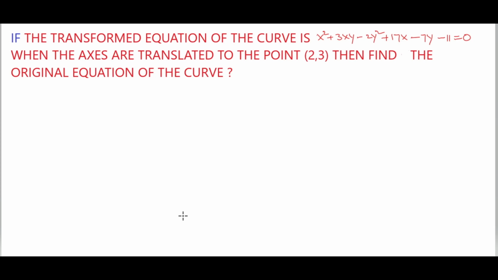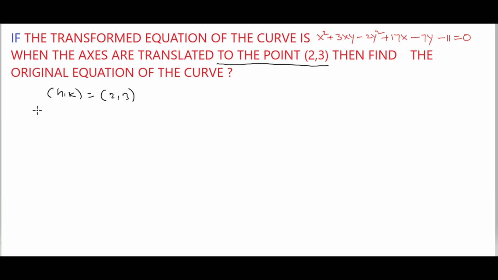Students, the first problem in this chapter. If the transformed equation of the curve is x square plus 3xy minus 2y square plus 17x minus 7y minus 11 is equal to 0, when the axes are translated to the point 2, 3, then find the original equation of the curve. Here the axes are translated to the point 2, 3. That is, h, k is equal to 2, 3.